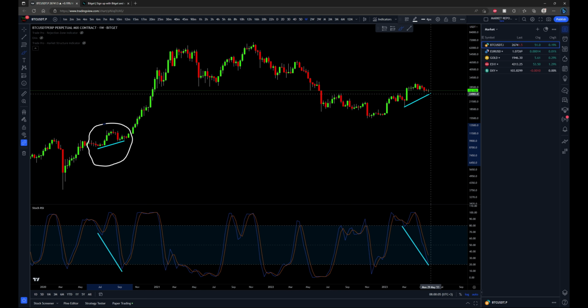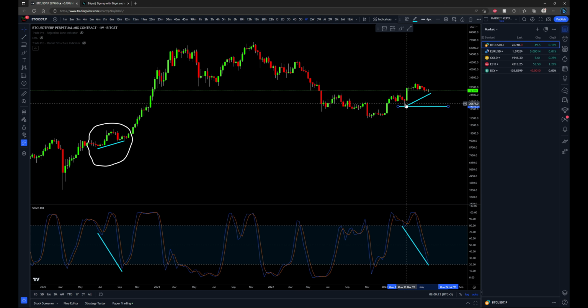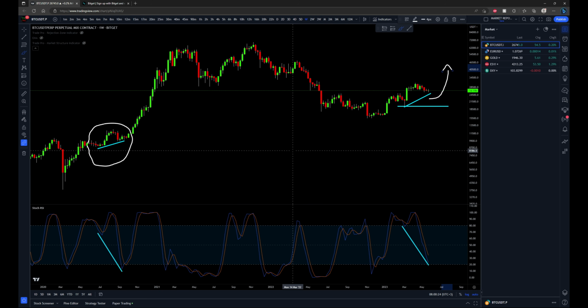It doesn't mean this pullback's already done as of right now, but the idea behind this is a higher low compared to this pullback here, so around 19,570, just looking for a higher low there before we see a follow through to the upside out of there. So that's going to be the idea here for the weekly.